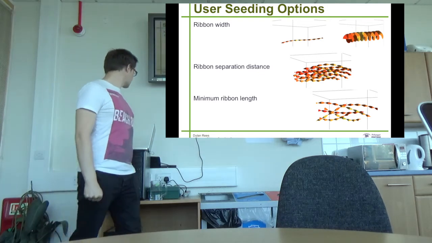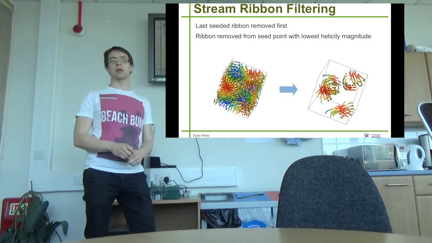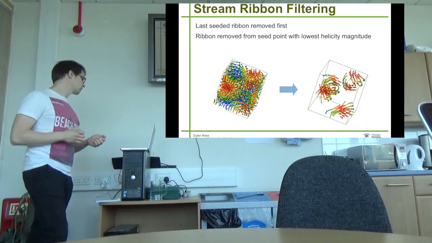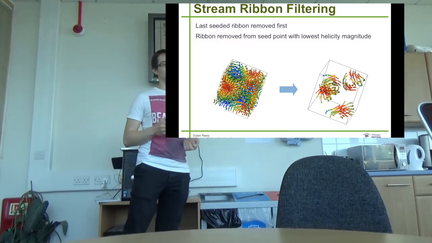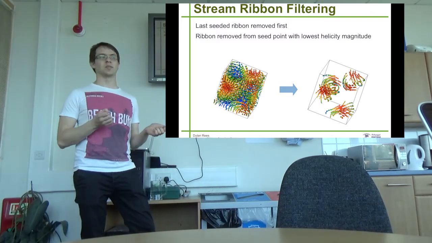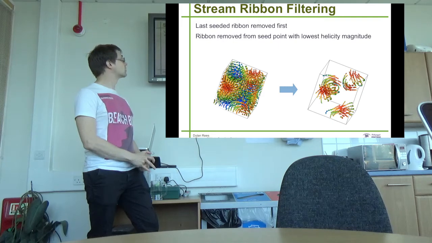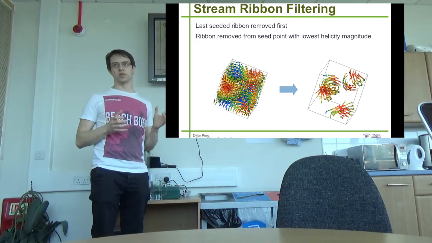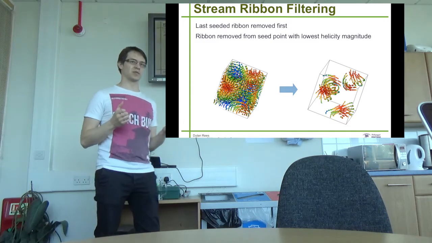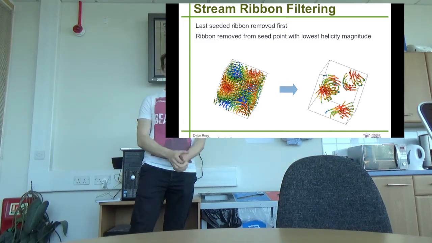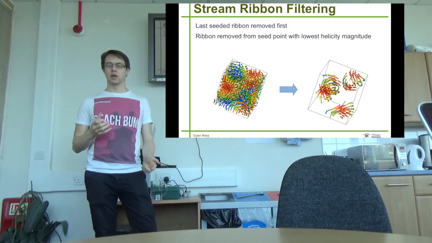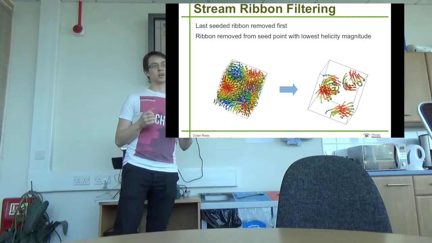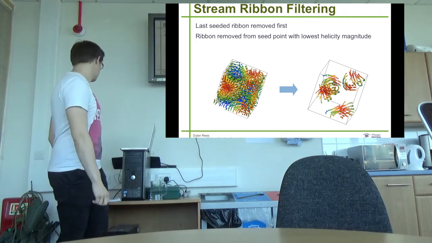We also have a stream ribbon filtering method to go along with the algorithm, and this filtering method basically removes the last seeded ribbon, the ribbon that we seeded last, so at the seed point with the lowest helicity density magnitudes. We found this to be fairly effective in that it removes the ribbons from the more laminar parts of a flow, the parts without anything interesting effectively, and this tends to leave vortices behind. And vortices are what flow analysts find interesting basically. This is where all the work for flow analysis tends to look.